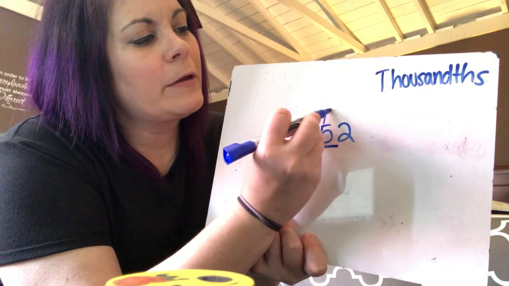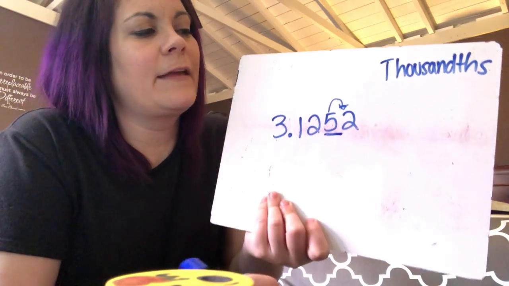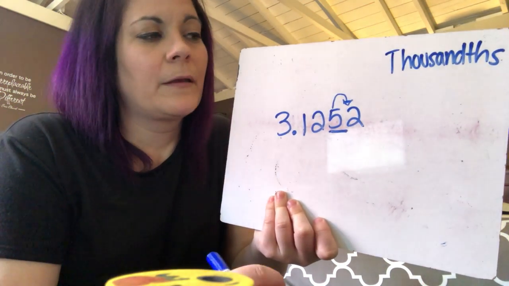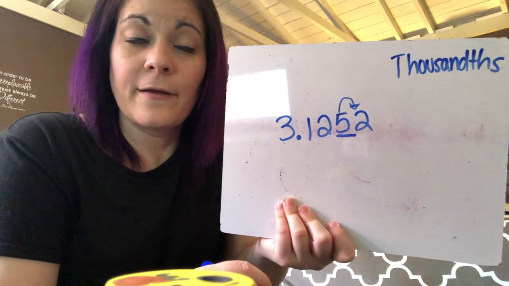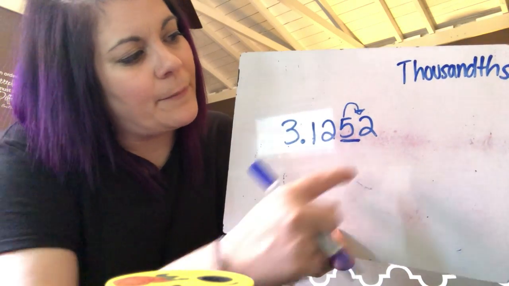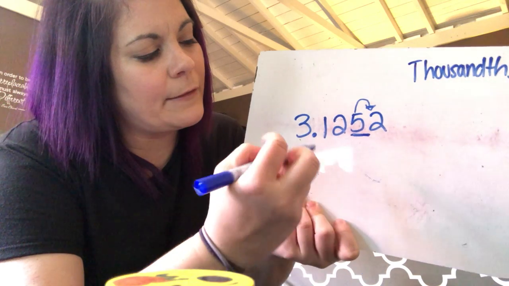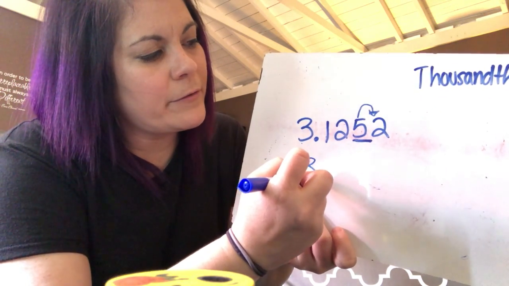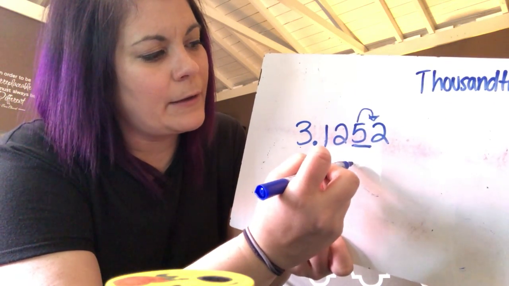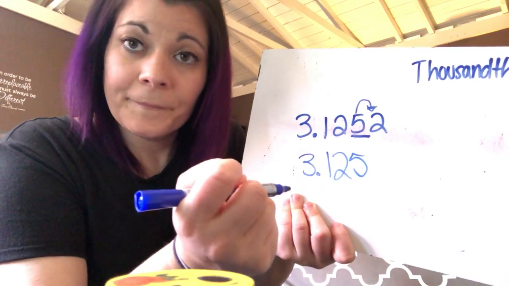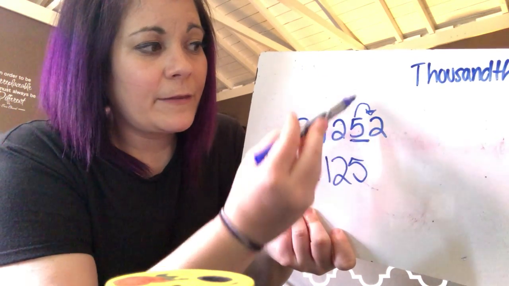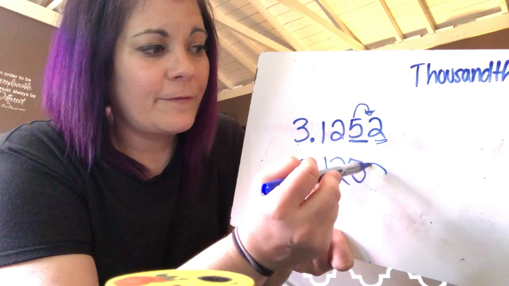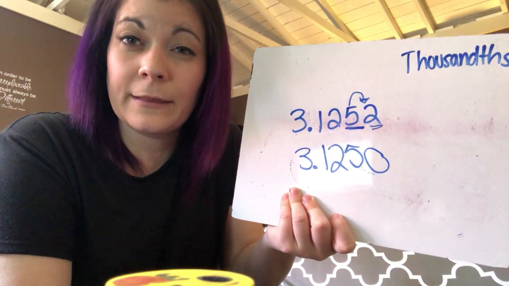Okay? We look at its neighbor to see if we need to stay the same or round up. 5 or greater, we round up. Less than 5, we stay the same. 2 is less than 5, so that means we stay the same. Now all the numbers to the left of this stay the same anyway. And then everything past that number, we fill in with a 0 to hold its place.